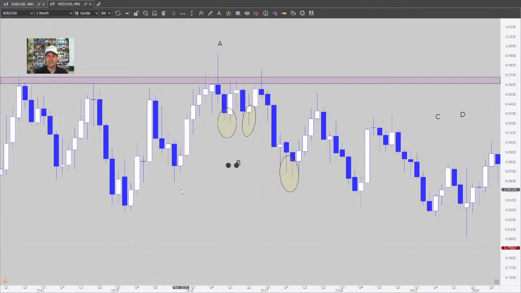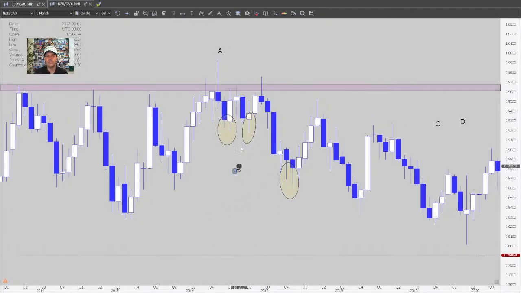Alex says second. Alex, why not the first one? Attention to the detail, everybody. Alex says the second circle is the B. Why not the first one?